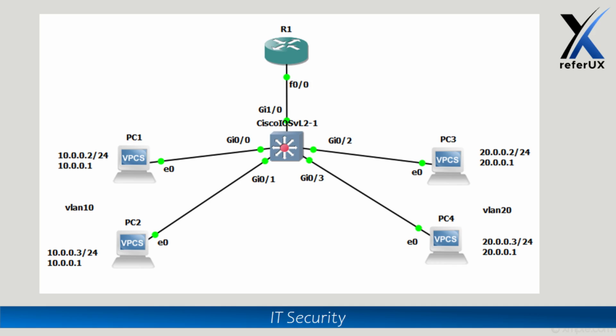These four PCs will be separated into two VLANs called VLAN 10 and VLAN 20, and I will quickly configure the relevant IPs and gateway IPs in the four PCs. Then we will configure in the switch the relevant access ports as well as trunk ports. Then we will configure the router with two sub interfaces in order to enable communication between VLANs. So let's begin.